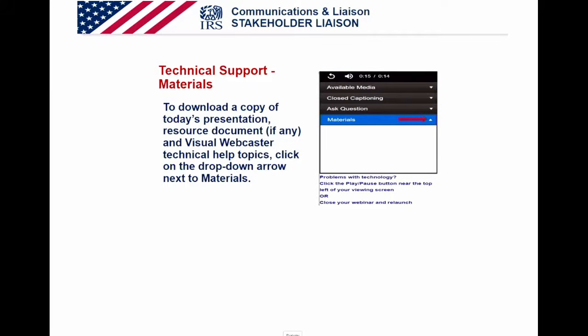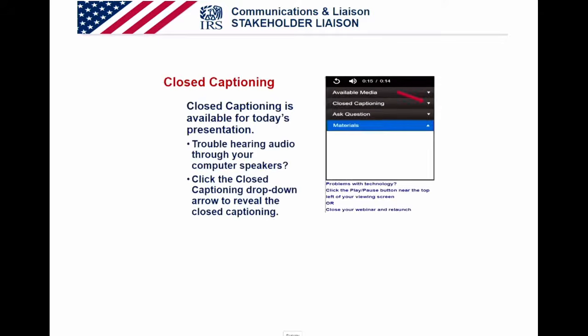Now, you should have received today's PowerPoint in a reminder email, but if not, no worries. You can download it by clicking on the Materials drop-down arrow on the left side of your screen, as shown on this slide. To receive our survey at the end of the presentation, you need to have your pop-up blocker disabled. We've also included several technical documents that describe how you can allow pop-up blockers based on the browser you're using on the Materials tab.